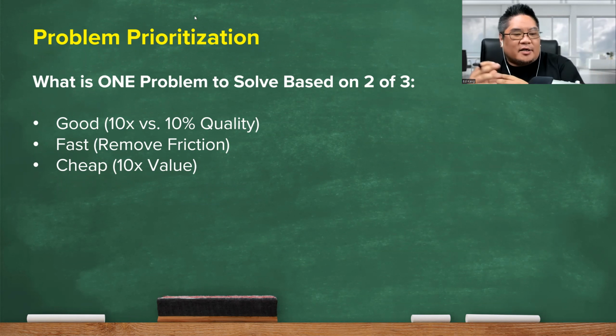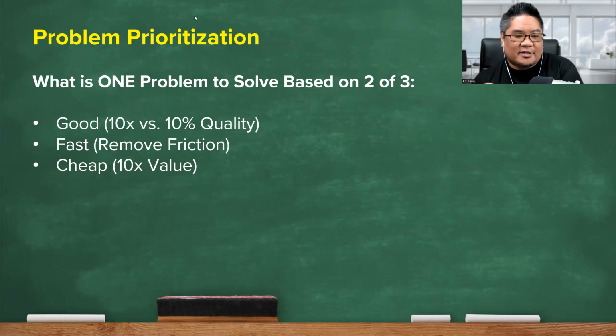So you want to figure out what is the one problem out of the many you probably identified. And usually big problems have sub problems in there. And you want to figure out how to solve a problem based on 2 out of the 3. Here's what I mean. When I was working in motorsports and retail, we had this sign that says, you can get it good, fast, or cheap. Pick 2 out of the 3.